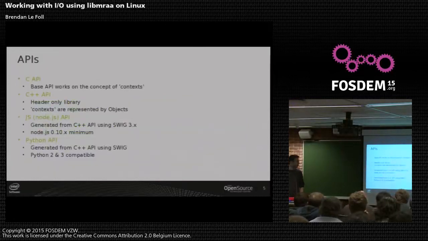We support a bunch of APIs. I forgot I was going to do a demo first, but I'll do a demo right after this. We have a C API, which is our base API, the entire library written in C. Then we have a C++ header-only library. And then we use Swig to generate JavaScript and Python APIs with a bunch of interface files to try and make it slightly nicer to use Swig.